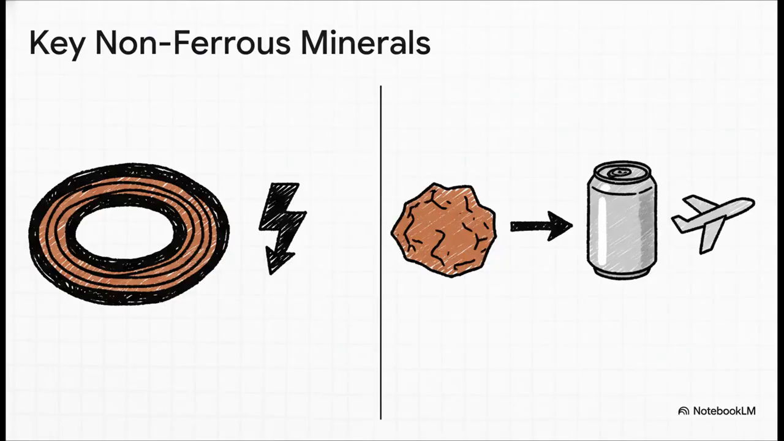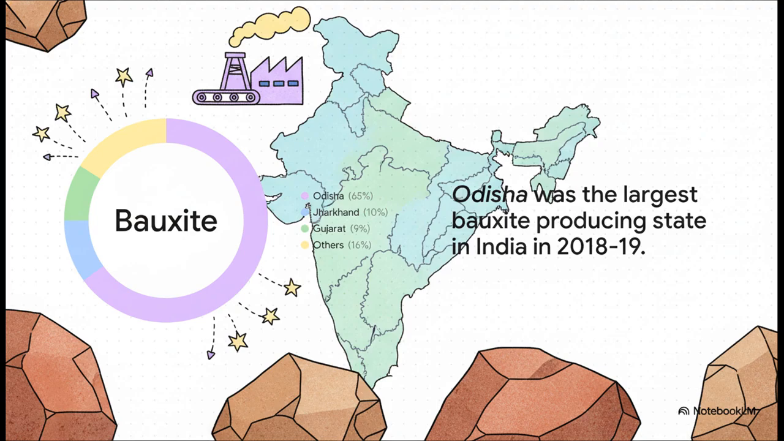Okay, now for the non-ferrous minerals. For copper and bauxite, just remember one main use and one important mining area for each. So, for copper, it's used in electrical cables, and a key location is the Khetri mines in Rajasthan. And for bauxite, it's the ore of aluminum, and it's found in the Amarkantak Plateau. Simple. This slide really shows how Odisha just dominates bauxite production in our country. It accounts for about 65% of the total share. That is a very important fact to remember.